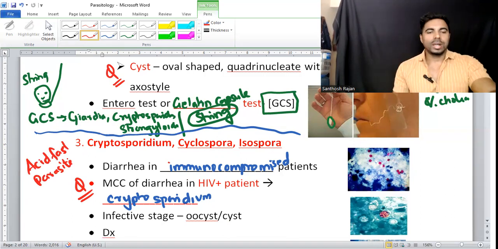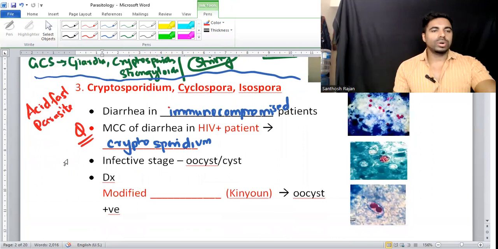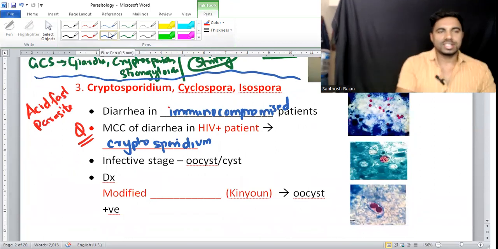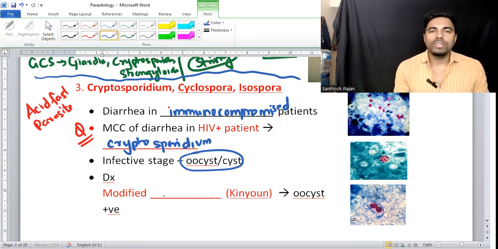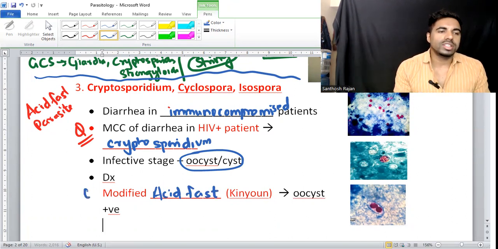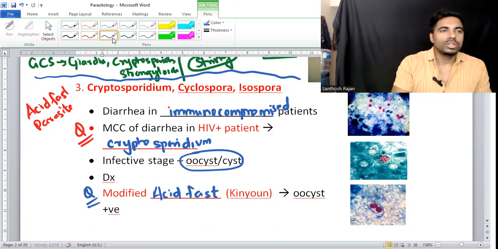So the infective stage is again the cyst. And what do you do? You do a modified acid-fast stain, which is otherwise called the Kinyoun test. The modified acid-fast is the test to identify this. Very easy to identify. So this is the smallest one.